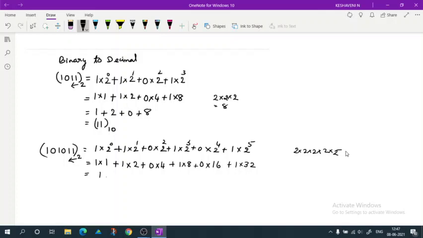1 into 1 is 1. 1 into 2 is 2. 0 into 4 is 0. 1 into 8 is 8. 16 into 0 is 0. 32 into 1 is 32.